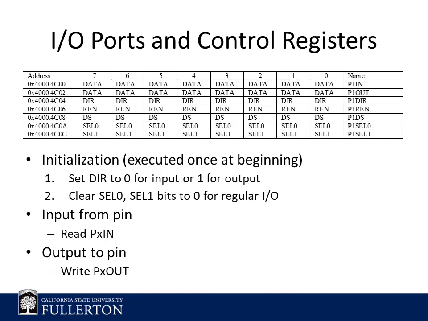Each port has several control registers. Shown in the table above are some of the control registers for port 1 on the MSP432. When initializing the port, you always need to set the direction using the direction register and select if the pin is a GPIO or interface with on-chip peripherals using the selection registers. If the pin is an input pin, you can use the in register to read the data on the pin. Conversely, if the pin is an output pin, you can use the output register to write the data to the pin.